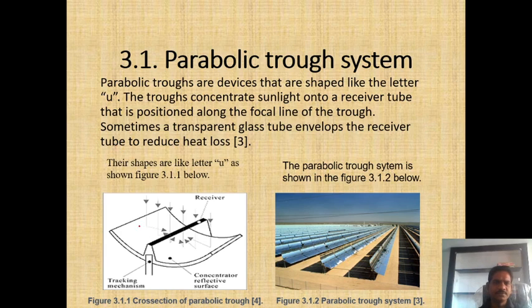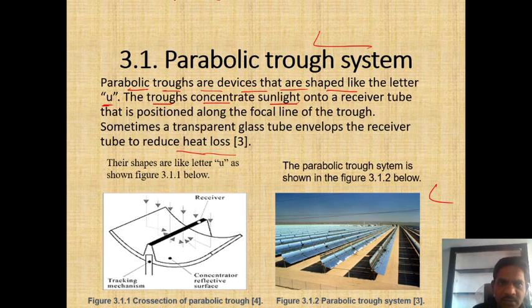So this one, parabolic trough. Okay, parabolic trough system. This is the diagram of the parabolic trough. Parabolic troughs are devices shaped like the letter U. Okay, U shape is its design. The trough concentrates the sunlight onto the receiver tube positioned along the focal line of the trough. Sometimes a transparent glass tube envelopes the receiver to reduce the heat loss.